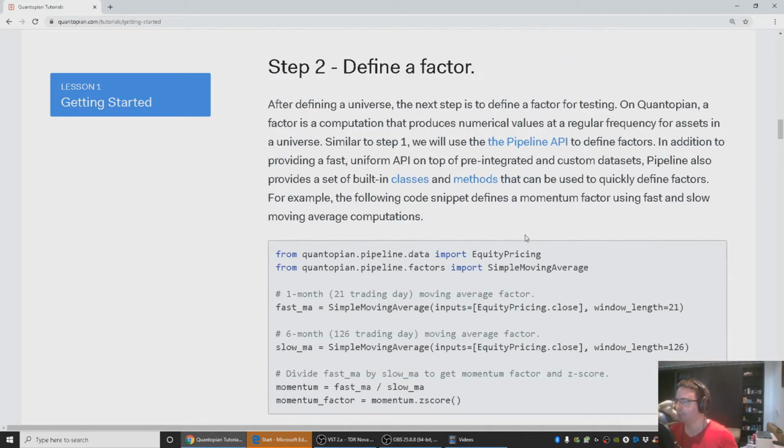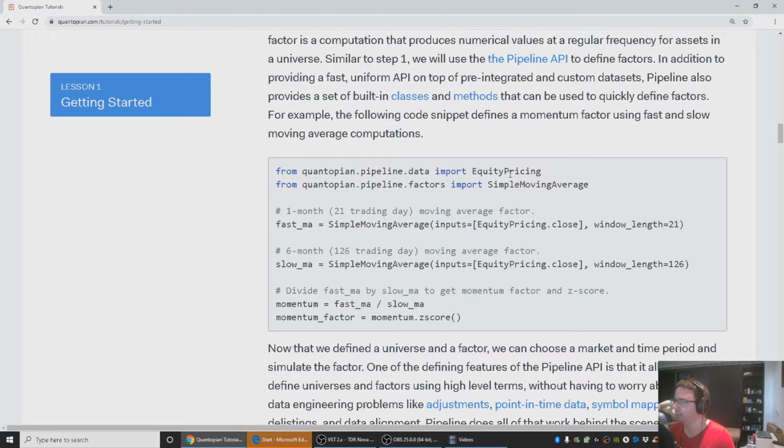And the next thing we're doing, we're defining a factor. So the factor is something you calculate. The raw data could be close prices of some stock, and then you use the factor to calculate some moving averages, for example. So in this example, they're importing equity pricing from data. So that's prices, as you'd expect.